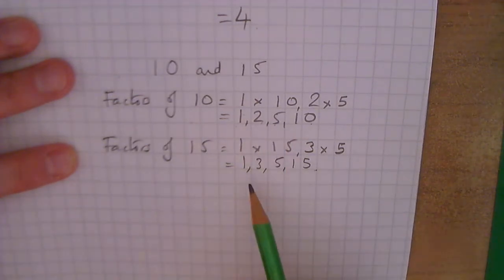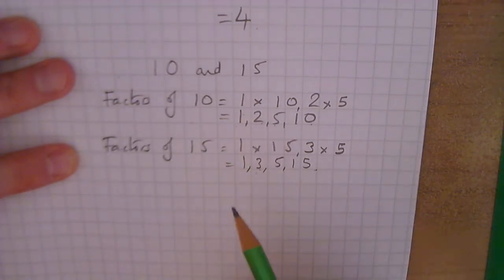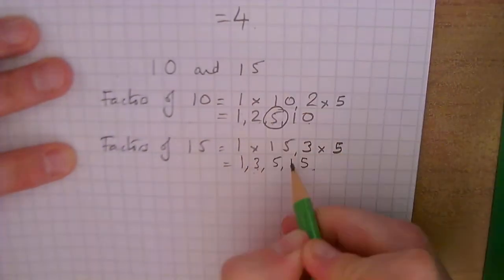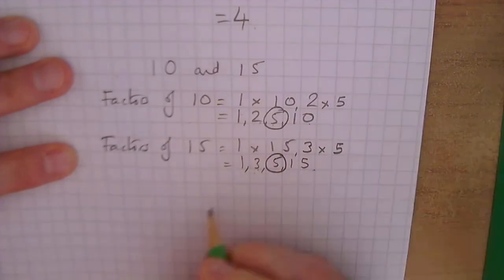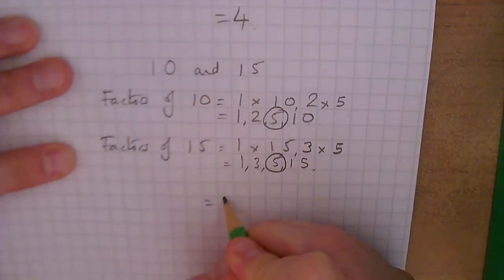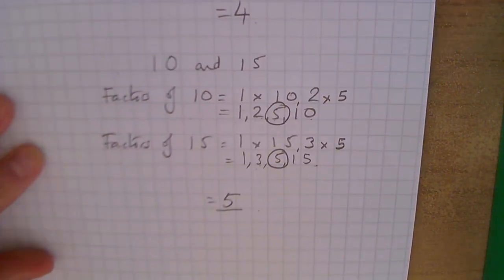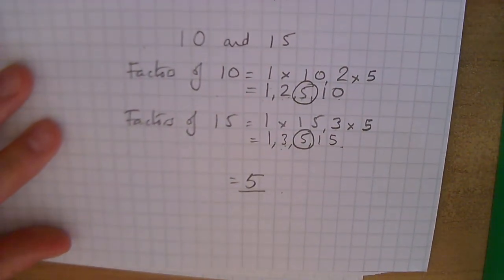2 is a factor of 10 but not of 15. 3 is a factor of 15 but not of 10. 5 is a factor of both. So the highest common factor here is 5. The highest common factor of 10 and 15 is 5.